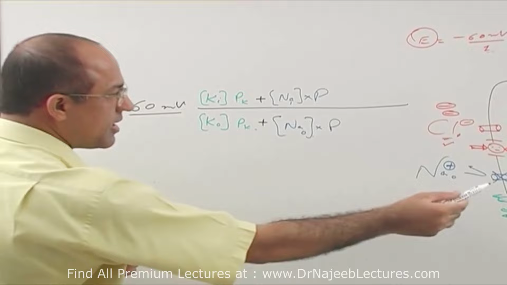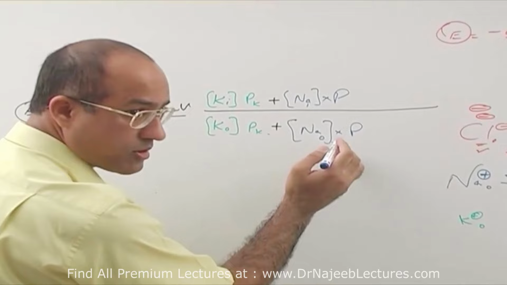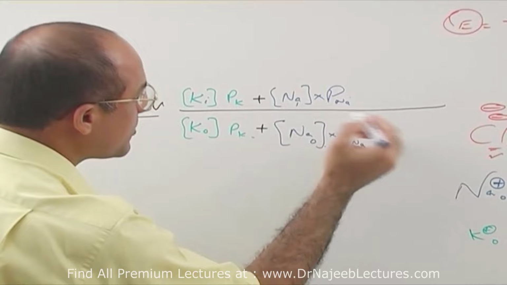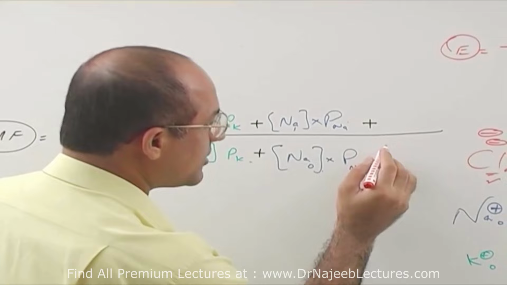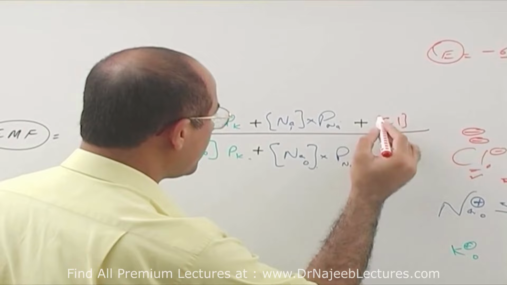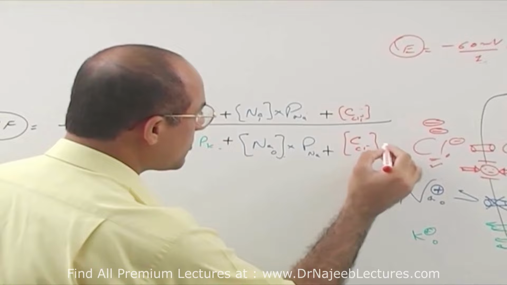So this part of the Goldman equation disappears, because you must know that if zero is added to something, it doesn't bring any change. Sure. So permeability of sodium, for sodium, then it should be added to what? Permeability values coming for chloride. And now you see very easily we have understood, I hope, what thing? Concentration of chloride in and concentration of chloride out multiplied by permeability for chloride.